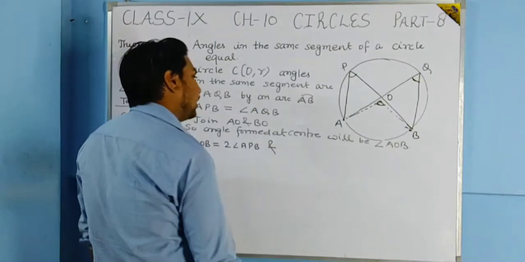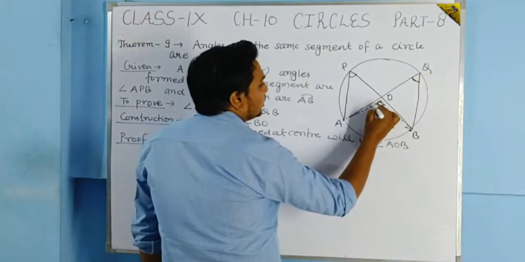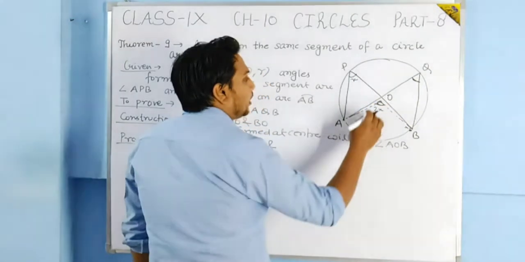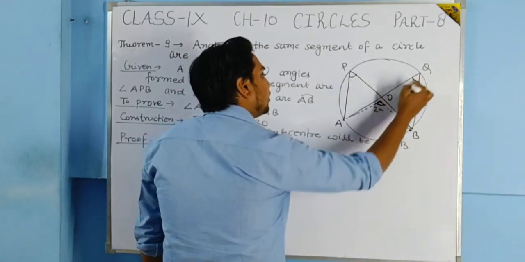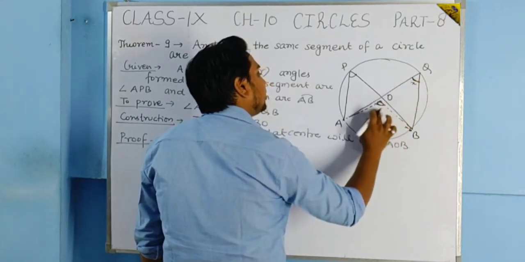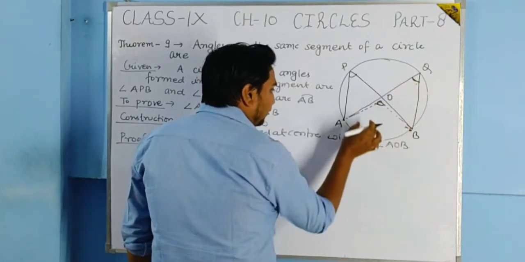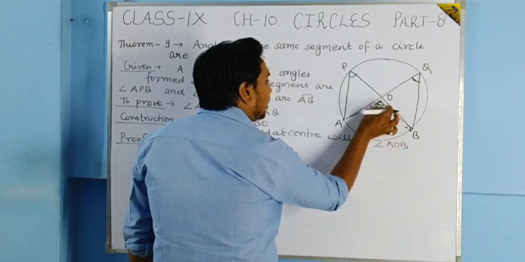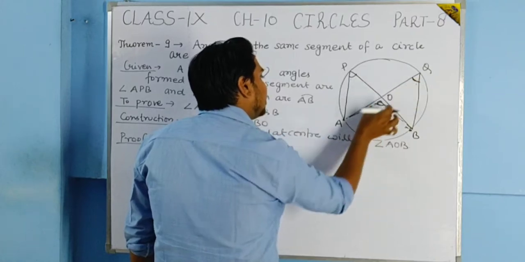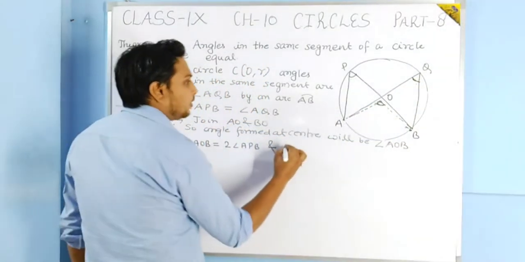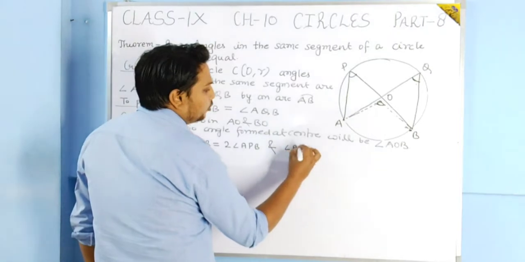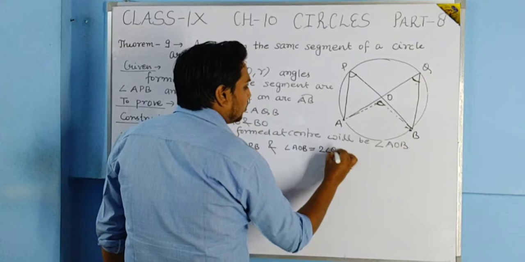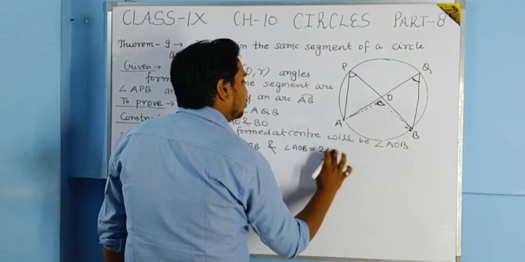and also we can write, see, if this angle is x, then this will also be 2x. Okay, so by this arc AB, the angle formed at the center will be double of this angle as well as double of this angle also. So here we can write that angle AOB is equal to 2 times angle AQB also.